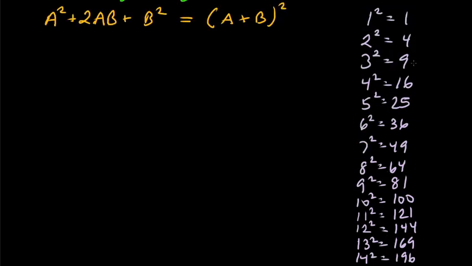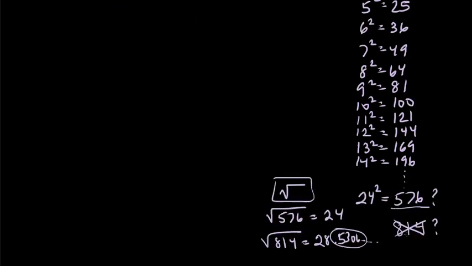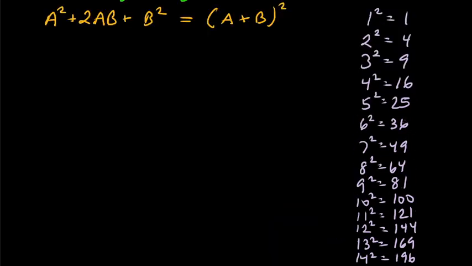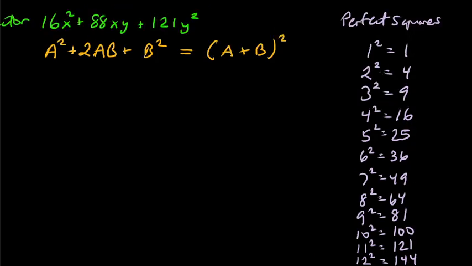All right. But just because they come up very often, and you're not going to see numbers like 576 or 814 very often, but you will see 36, 49, 81. So these are probably good to know. All right, let's get back to the problem now.